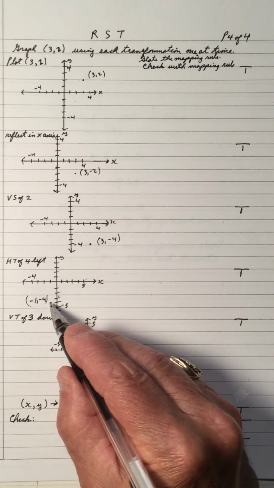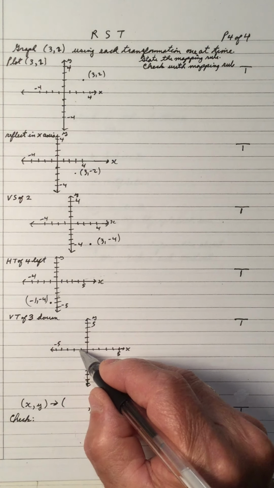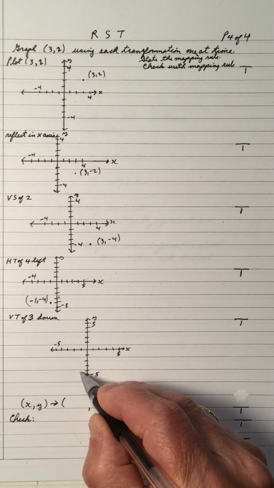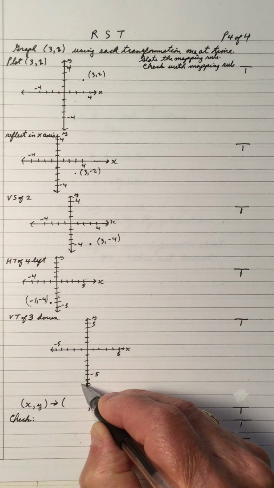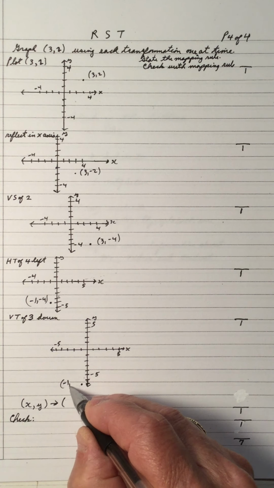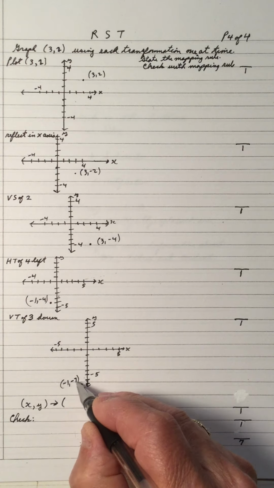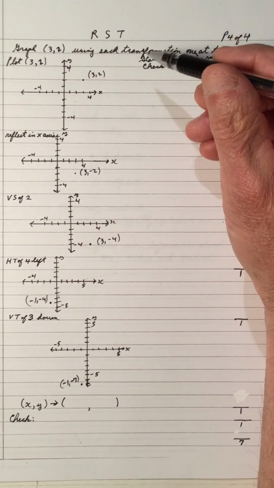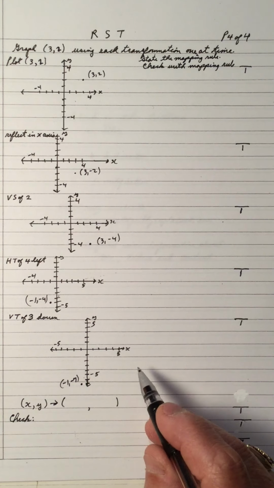And now we're going to take this point and move it down 3. So negative 1, negative 4 is right there, and we're going down 3. 1, 2, 3, right there. So this point is x is negative 1, y is negative 7. So notice each one of these, if you have the correct points, give yourself a mark each.